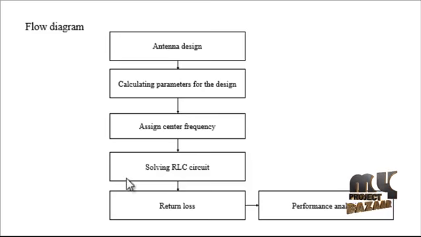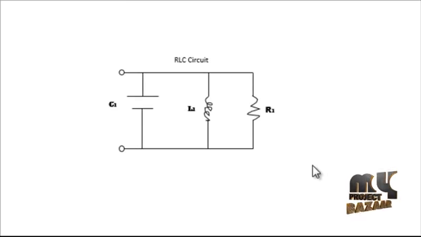Next is solving the RLC circuit related to the antenna design. Mostly for a rectangular patch antenna, the RLC circuit has R, L, and C serially connected in the circuit. So that is solving to find the resistance, inductance, and the capacitance. So this is the RLC circuit, R1, L1, and C1.